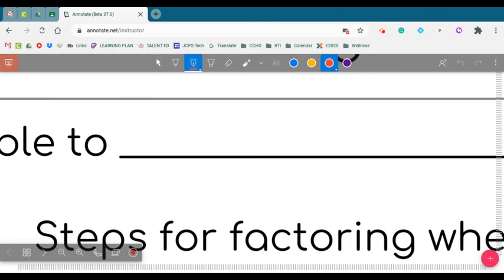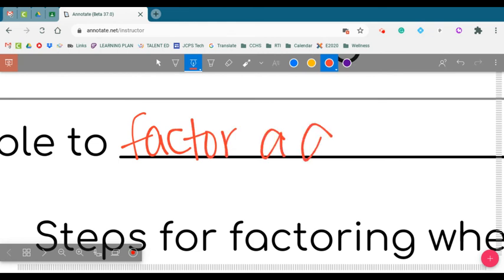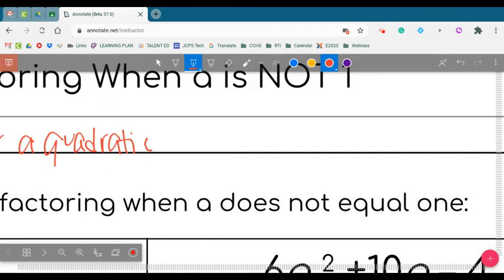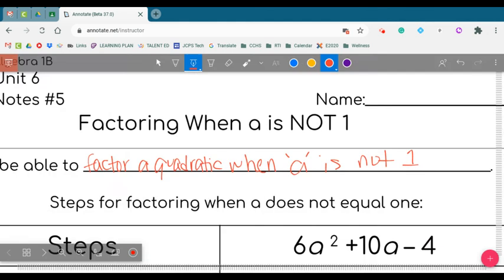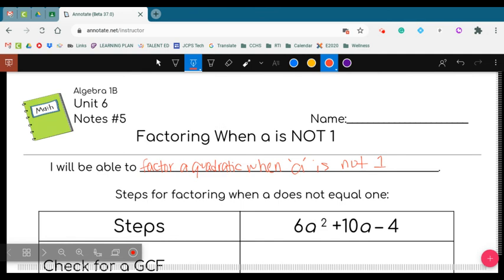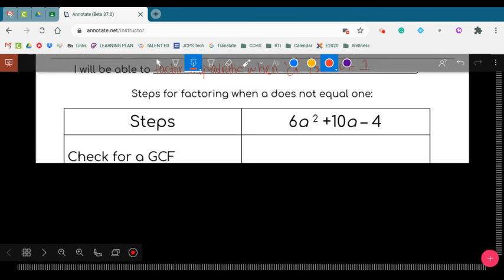So today you will be able to factor a quadratic when A is not 1. Okay, so there are going to be a couple more steps to this, and then we're also going to do kind of the same steps as before.